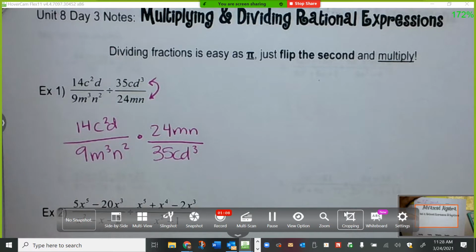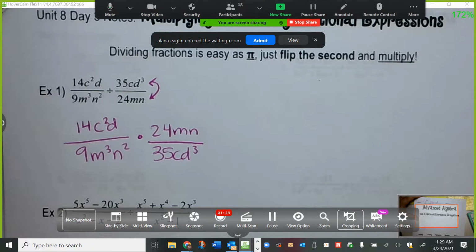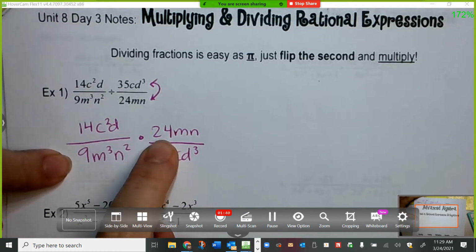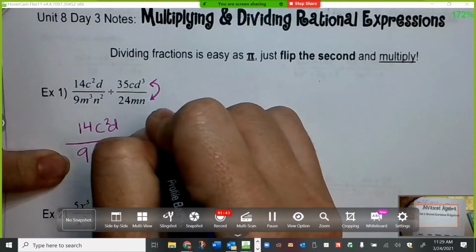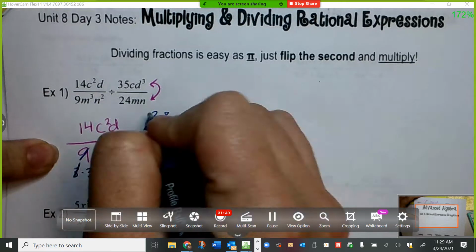Okay, now we can simplify. What do you see number-wise, not the letters yet? Let's do numbers first because that's what's going to go first in our answer. What can simplify? The 9 and the 24 can simplify because 3 goes into both of those. So this is 3 times 8, and this is 3 times 3, right? So we can cross out a 3.